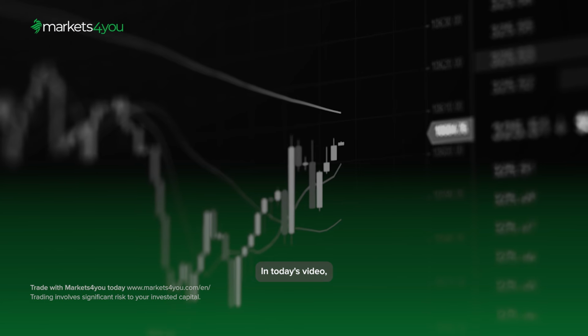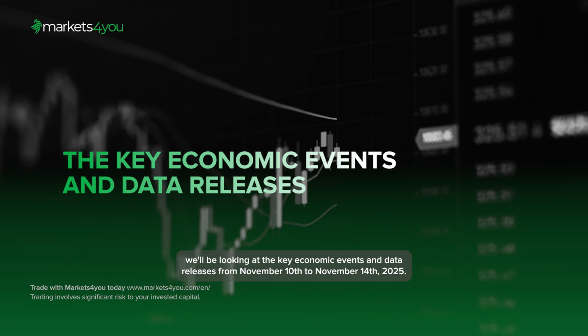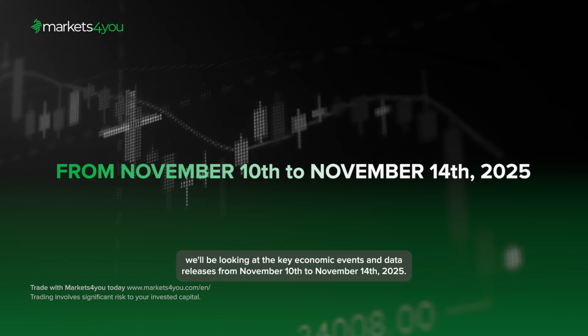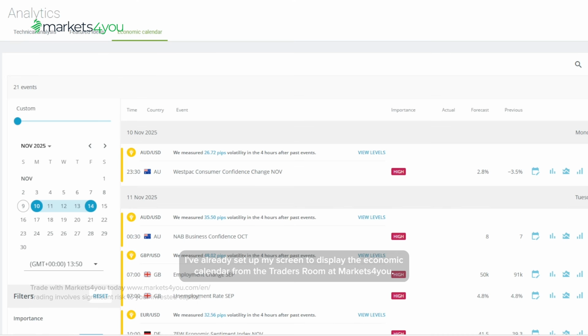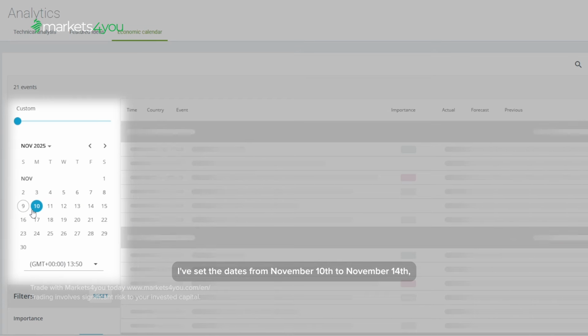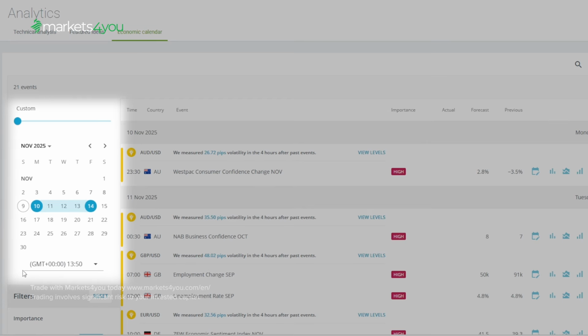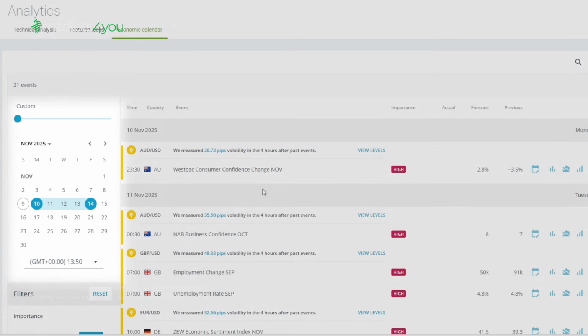In today's video, we'll be looking at the key economic events and data releases from November 10th to November 14th, 2025. I've already set up my screen to display the economic calendar from the traders room at Markets4U. I've set the dates from November 10th to November 14th, covering this week's important events in GMT. Please remember to adjust to your respective time zones.